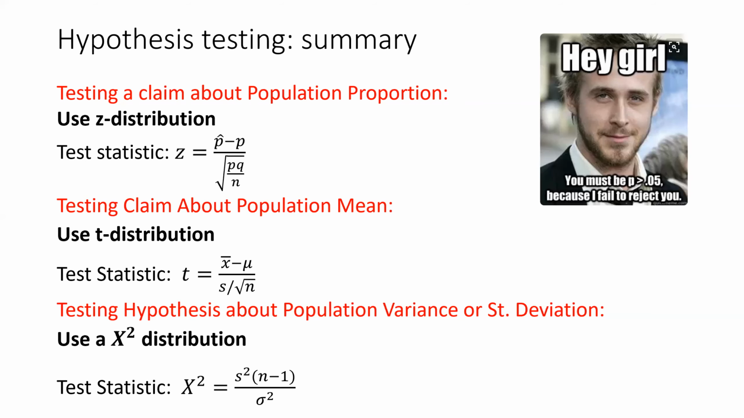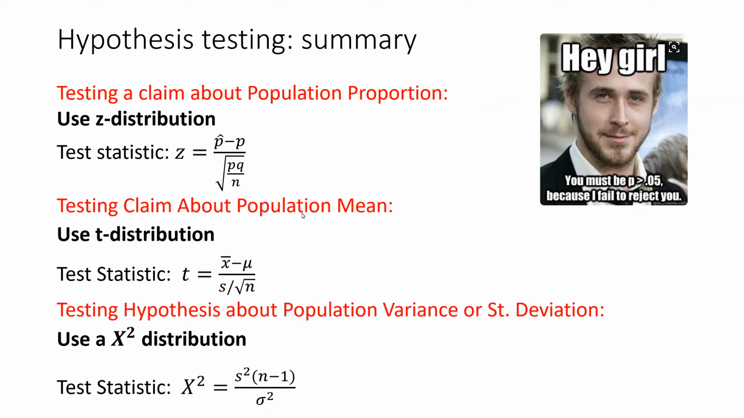So here's our summary for testing hypotheses about population parameters. These are important to remember. When you're testing a claim about population proportion, then you're going to use a normal distribution. Your test statistic is a z-statistic, and you're going to get your p-values and critical values from a normal distribution. And you're going to use this formula for calculating your test statistic.